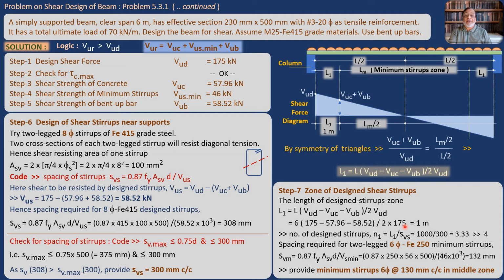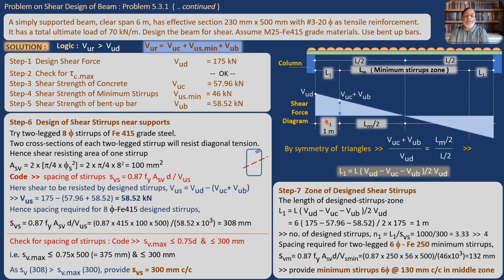What does it indicate? It indicates that those maximum stirrups, the extra additional stirrups or the increased value of stirrups, were required only for 1 meter span of the beam from the support: 1 meter from this side and 1 meter from this side. In the remaining middle 4 meter, the majority of the span of the beam, you can use only the minimum stirrups. You need not spend any more steel for this. So this is the advantage this zone distribution is giving us.